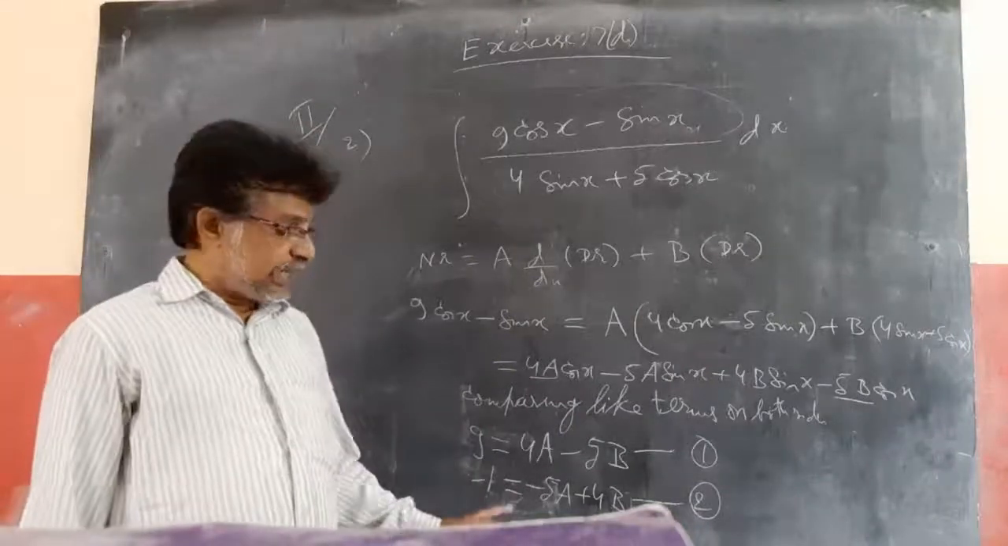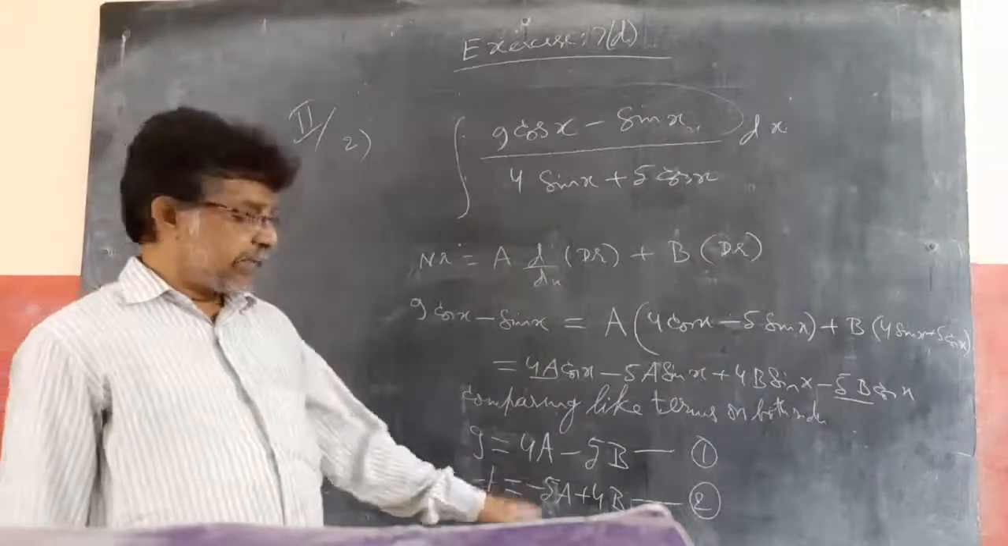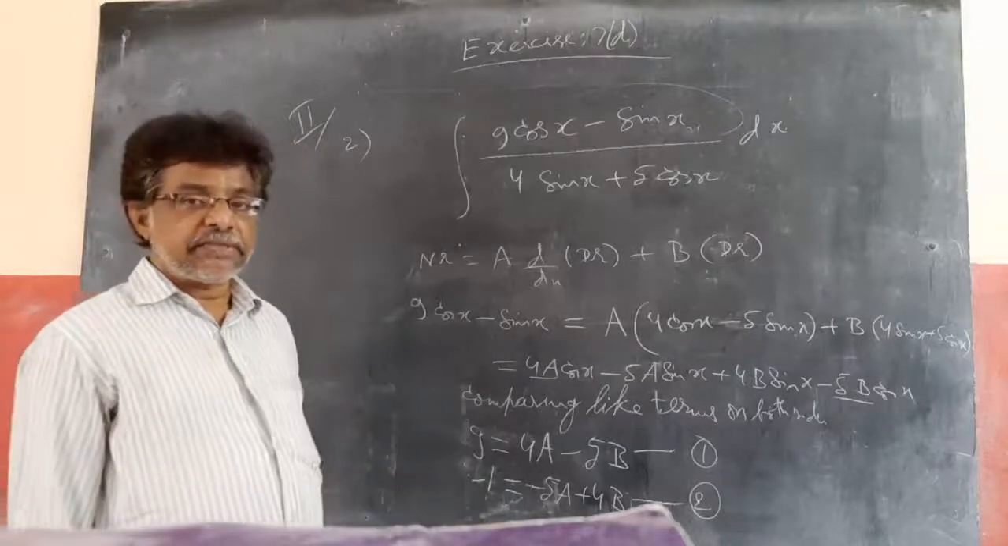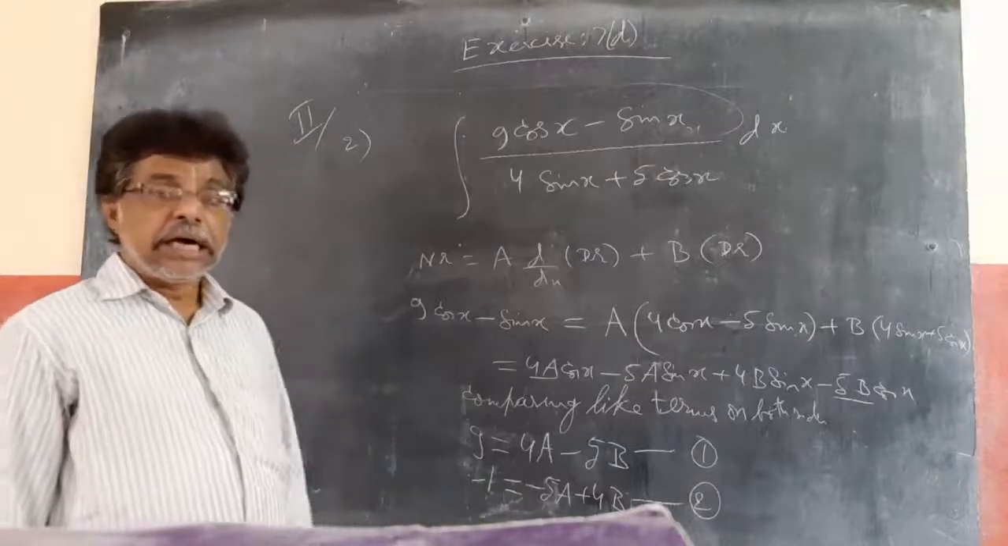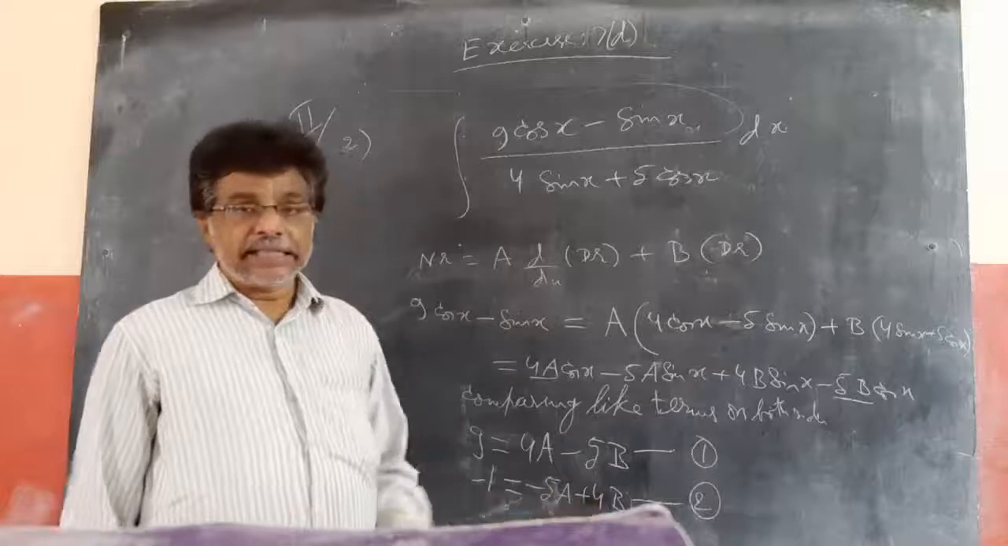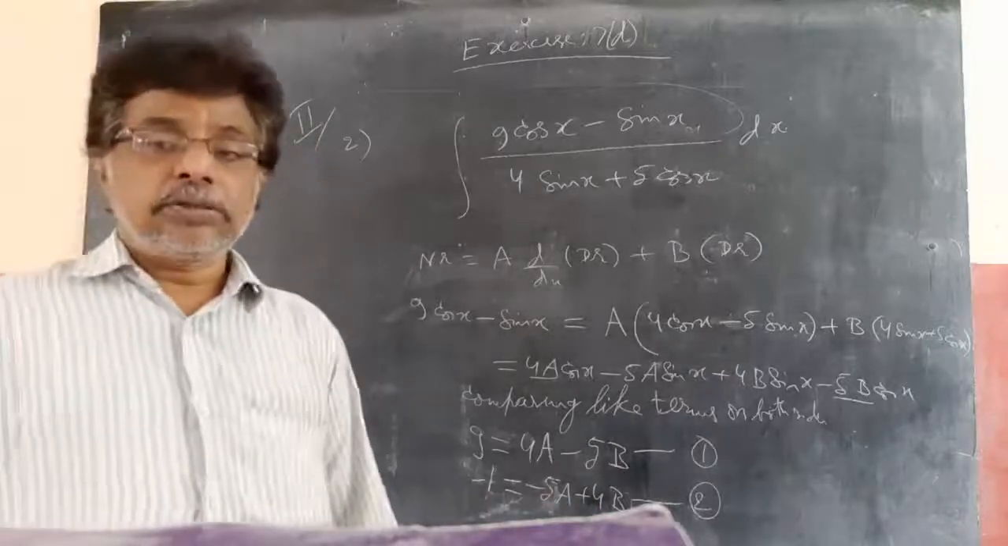These are two linear equations in two variables. You can solve using the substitution method, elimination method, or cross multiplication method. I am going for the elimination method. So find a and b.